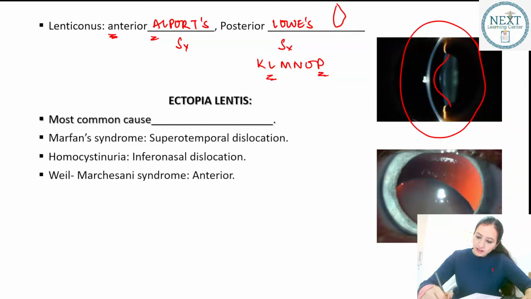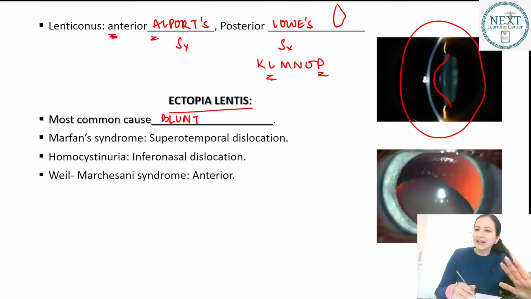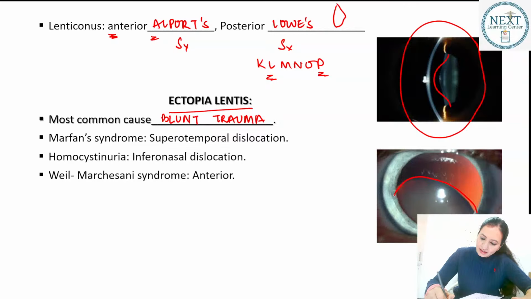Then if we talk about ectopia lentis, we know it is the displacement of the lens from its patellar fossa. Most common cause of ectopia lentis is blunt trauma. This is how your ectopia lentis looks. This is the margin of the lens and it has displaced from its normal position.